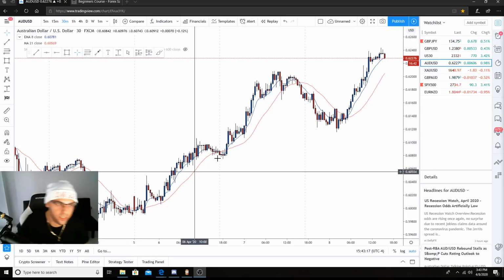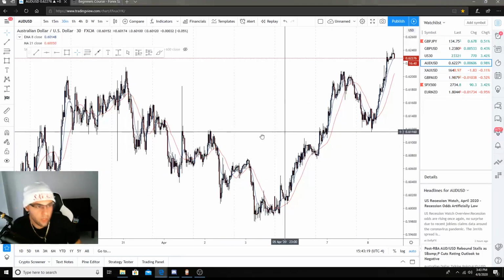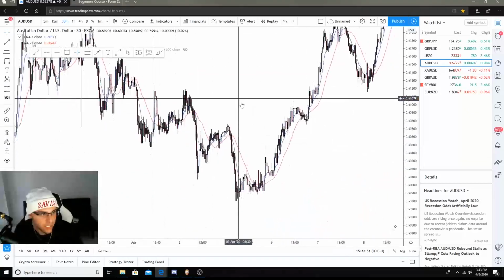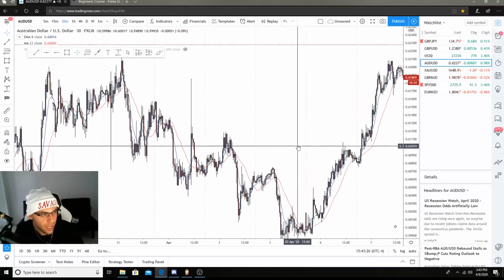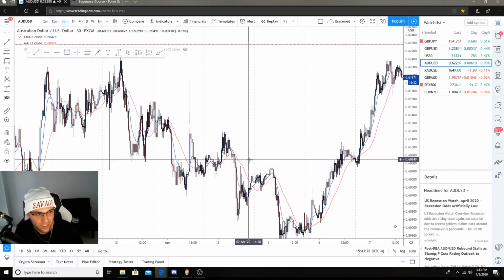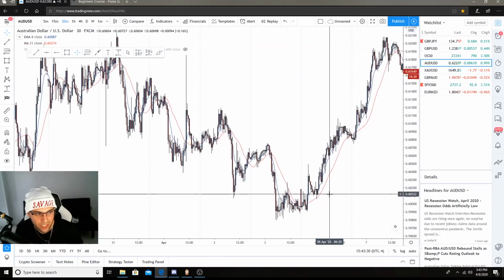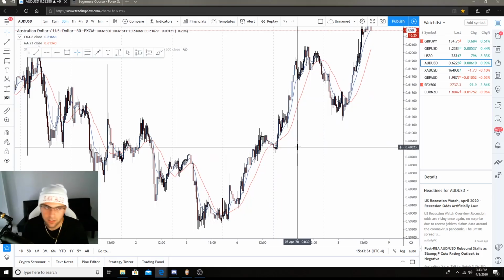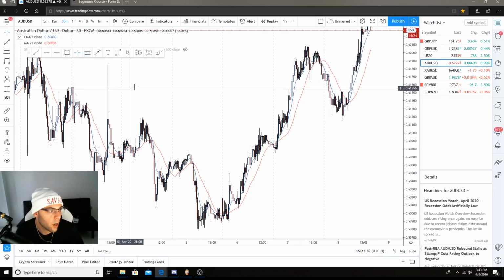Different pair, we have Australian dollar here. So I kind of want to explain to you guys exactly what I was explaining to you in the other one. You see here, we're going to spread this out, and you see how it just channels down, and then the second it breaks, it just starts to go the other way. That's very, very common.